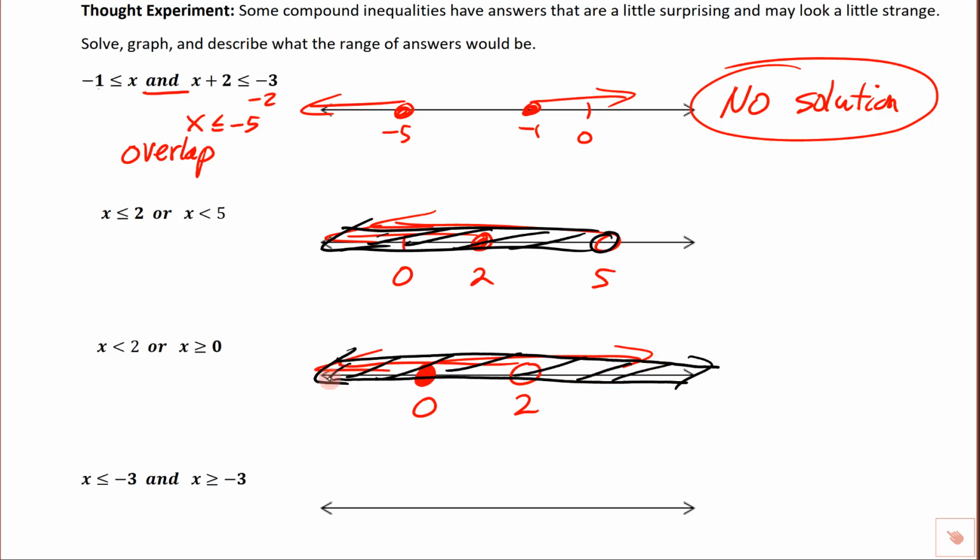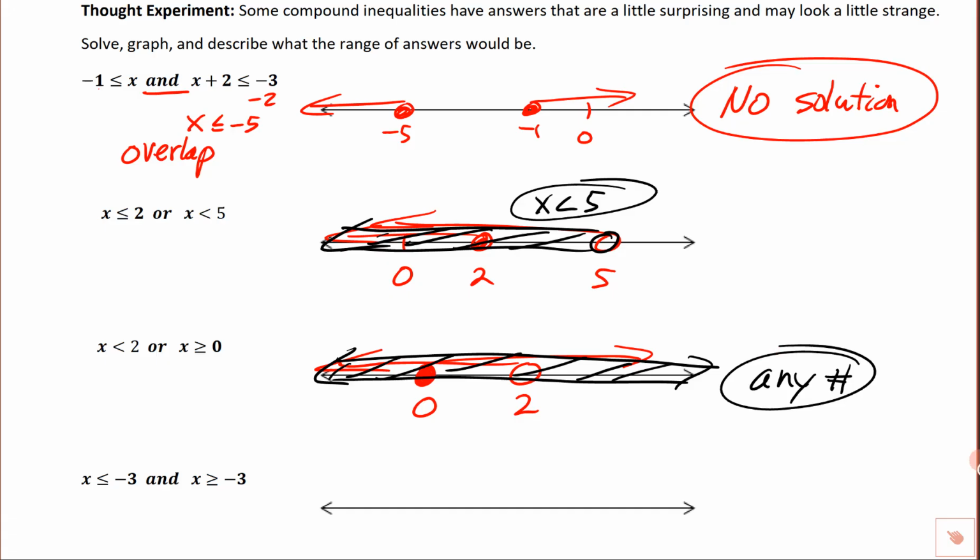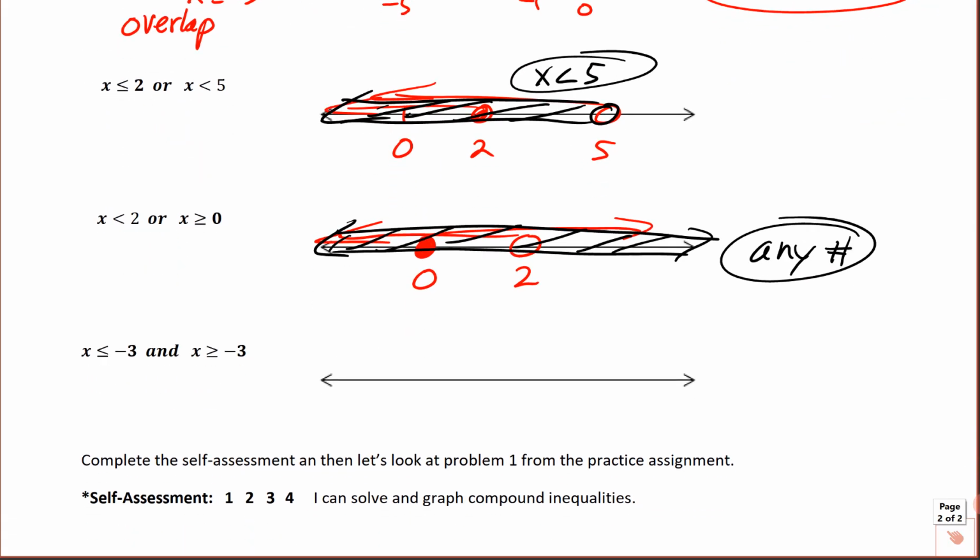And again, these kind of get messy. That's why sometimes it's nice to sketch out what your answer is and then do the final answer on a number line. So any number here would work. Anything less than 5. So the answers, anything less than 5 would work there. And then let's take a look at this very last one here.